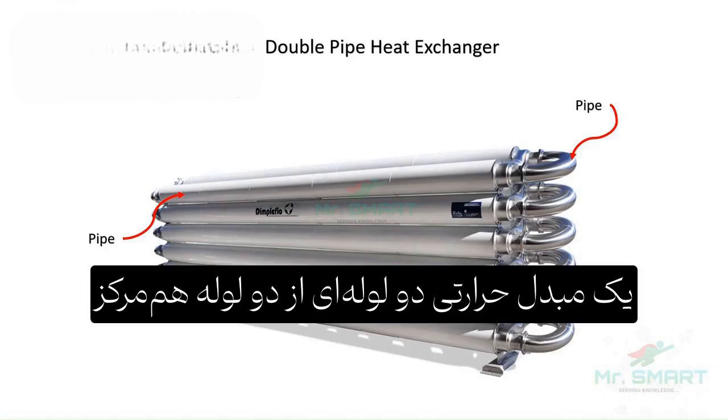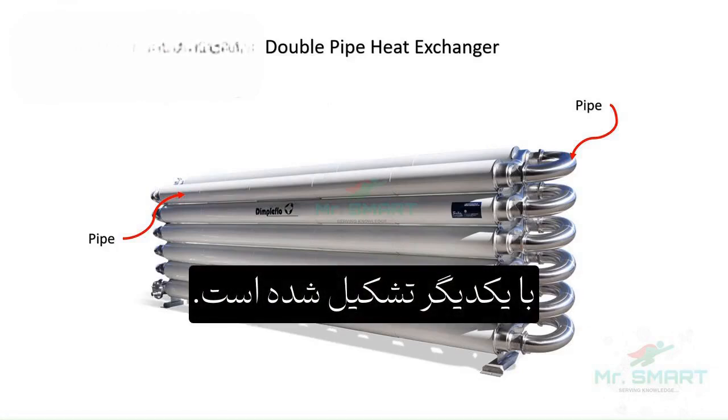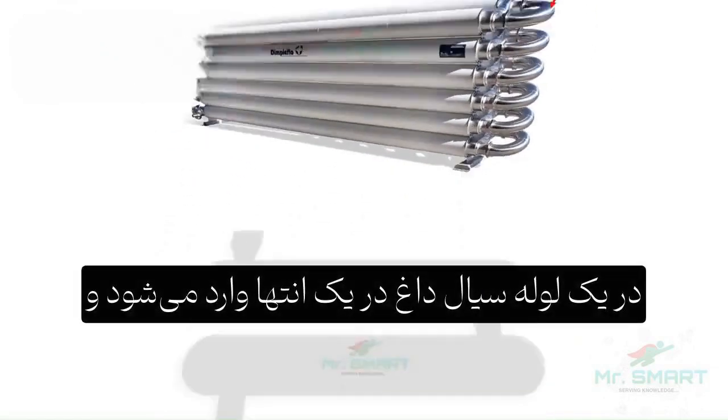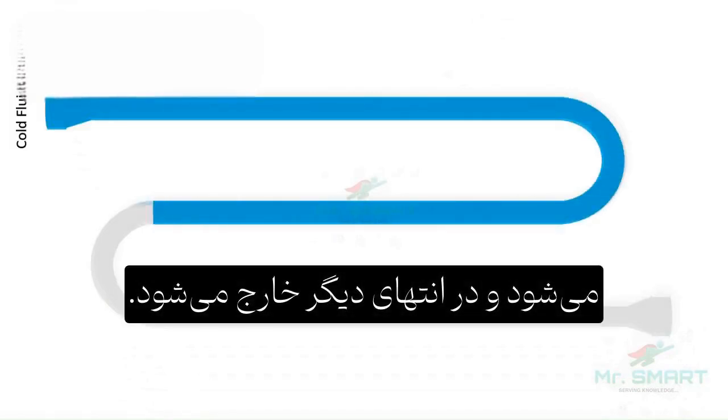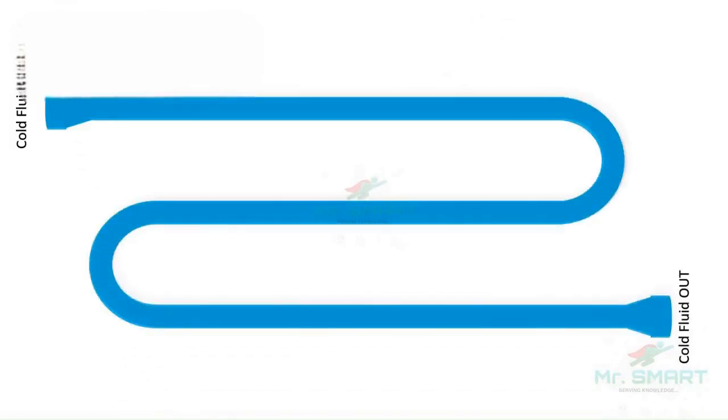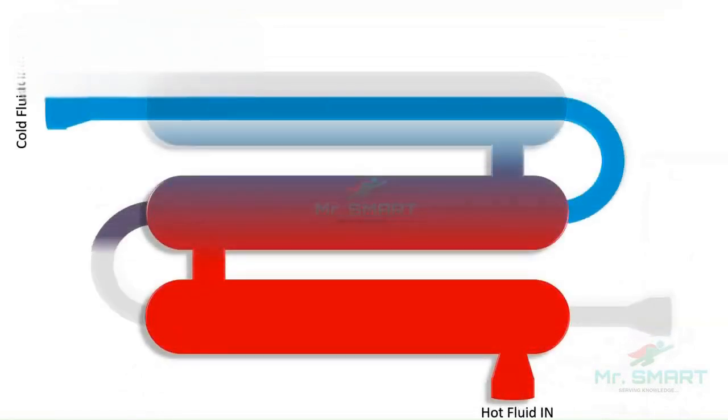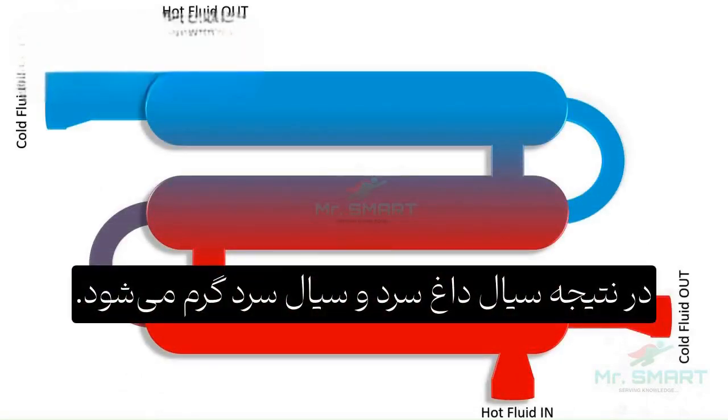A double pipe heat exchanger consists of two pipes concentric to each other. In one pipe the hot fluid enters in at one end and exits at other end. And on another pipe the cold fluid enters in at one end and exits at other end. They transfer heat energy between each other, resulting in hot fluid becoming cold and cold fluid becoming hot.